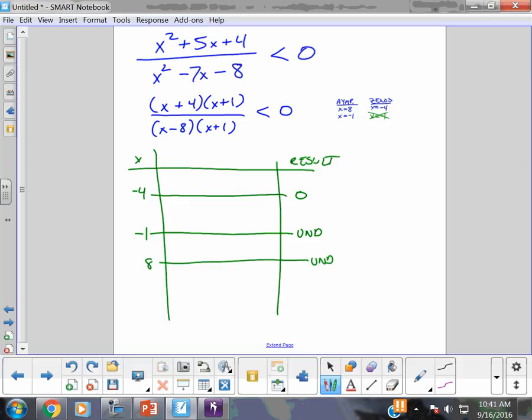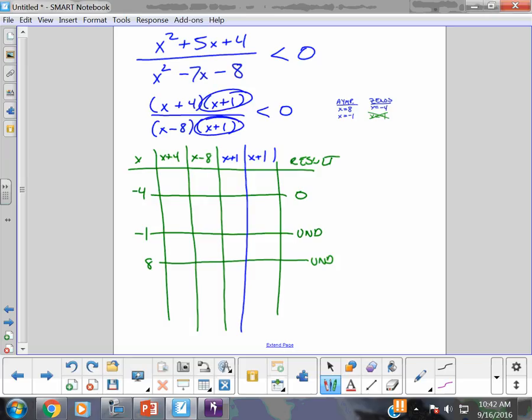I want to do 2 things. First of all, I'm going to put in the columns x plus 4 and x minus 8. Those 2 first. And everybody, I'm going to put x plus 1 in for a second here in blue. Everybody, I want you to think of something. Every time x plus 1 gets a value, do you agree the sign of this and the sign of this have to be the same? Right? The sign of x plus 1 is the same top and bottom every time we check an x value. If they're both positive, it's positive. If they're both negative, negative times negative, it's positive.